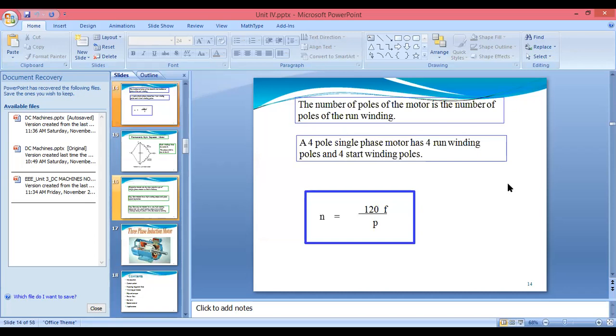If we are supposed to study the speed, the number of poles of the motor is defined as the number of poles on the run winding. It means the field winding which will rotate. On that, the number of poles of the motor will depend. If we have a 4-pole single phase induction motor, with 4 run windings and 4 start windings, we can calculate N equal to 120 f upon P.